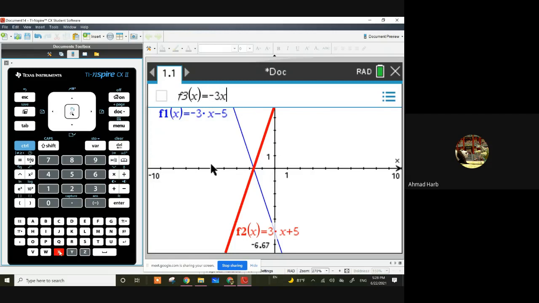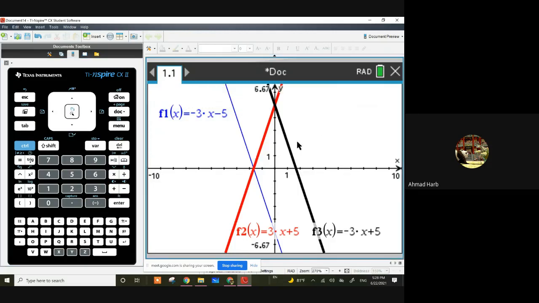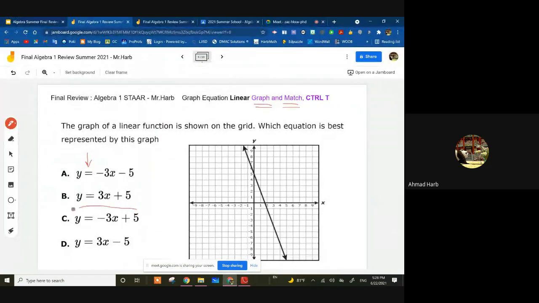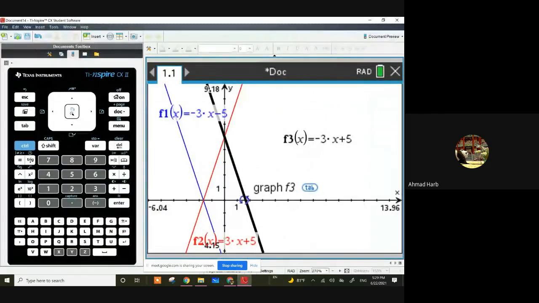Is that the function that looks like the graph? Yes, it is. Because if you look carefully, this is going down and it's crossing right here at 5. So that would be the answer. So negative 3x plus 5. So this is matching the graph because it's crossing at 5 right here, between the 1 and 2 in this one. So if you check the graph again, between 1 and 2 here, and this is 5.